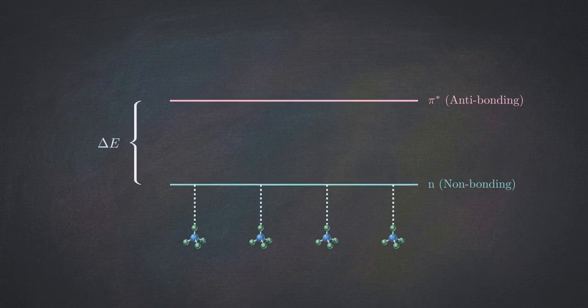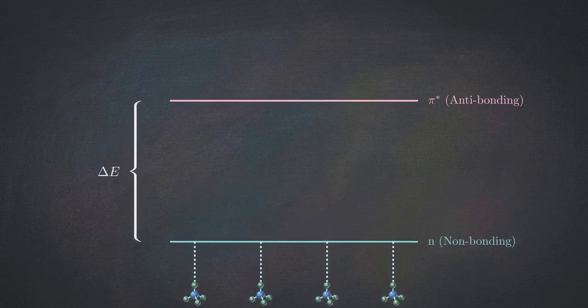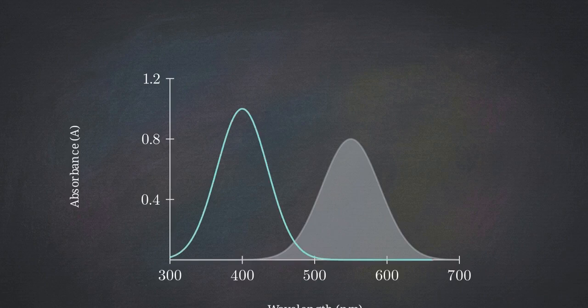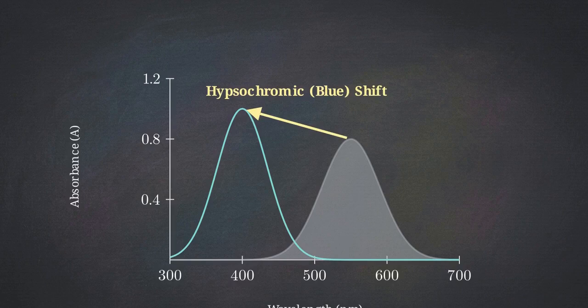anchors them down. This stabilizes the electrons, lowering their resting energy state, which artificially widens the vertical gap required to jump up to the excited orbital. Because that wider gap demands more energy to cross, the resulting absorption peak is pushed to a shorter wavelength, registering as a distinct hypsochromic blue shift on our spectrometer.